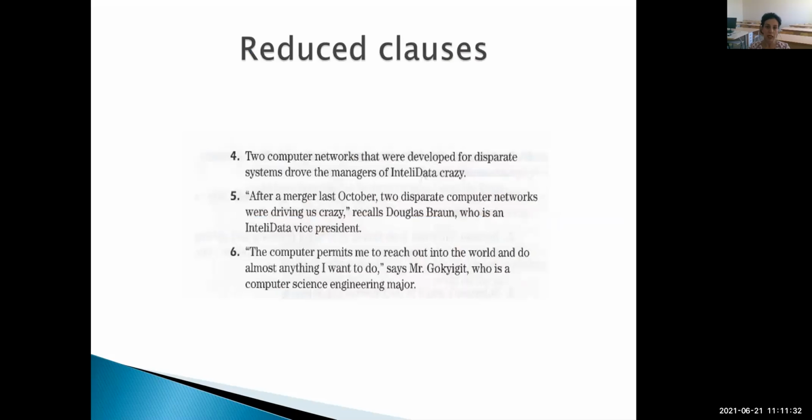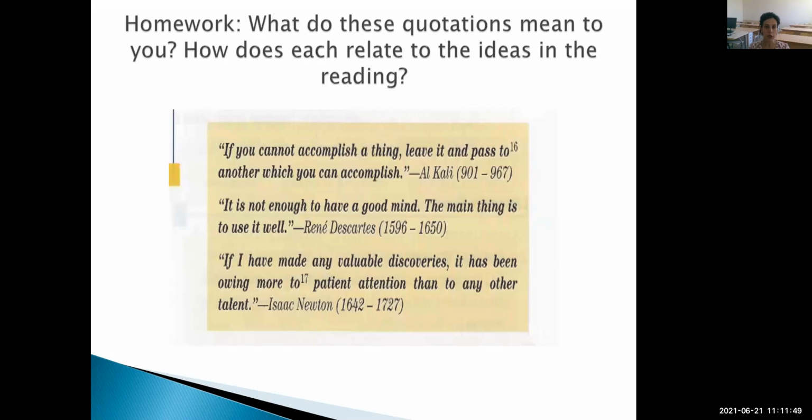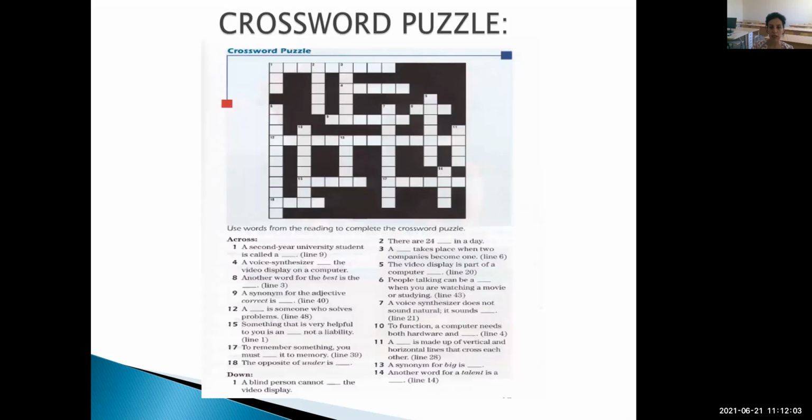You have three sentences, overall six, three on the first page, three on the second page, that you have to reduce: omit who, which, that, plus to be, and just shorten and reduce without destroying the meaning of the sentence. So your homework is, what do these quotations mean to you? How do they relate to the ideas in the reading? So you have to read these quotations and comment on their meanings. And the last activity that you have to do is the crossword puzzle, complete it and upload it to the Moodle platform with your answers.